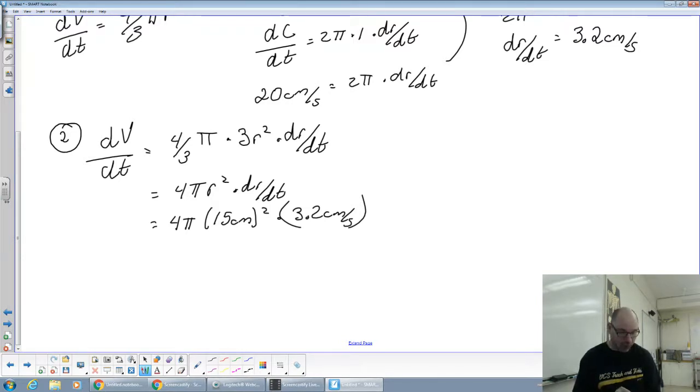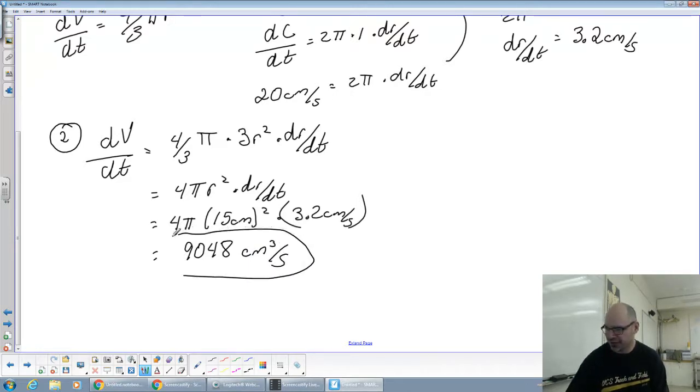Let's just double check that one in case I didn't multiply right. I don't have anybody here helping me to check it out. So 15 squared is 225, times 3.2 is 720, times 4 is 2,880, times pi is 9,048, we'll say. There we go. So it should be good. We end up getting dV/dt is 9,048 cubic centimeters per second. So that's our rate.